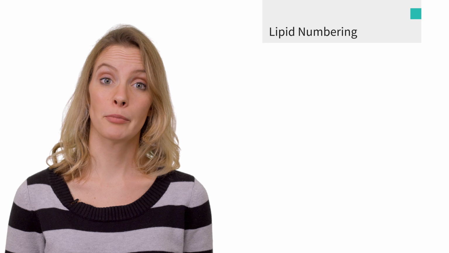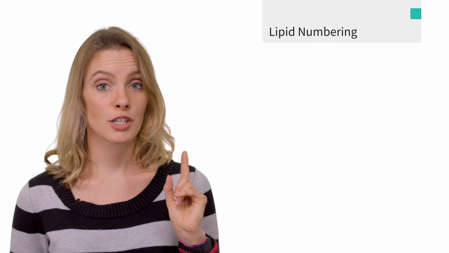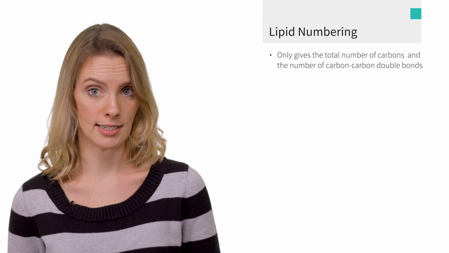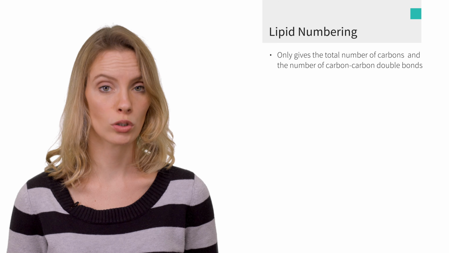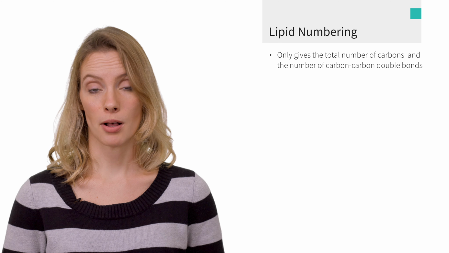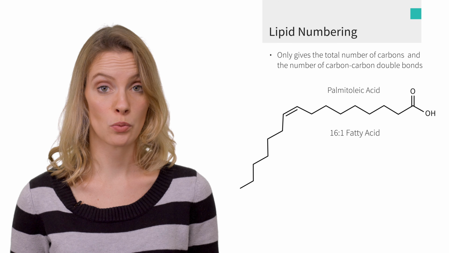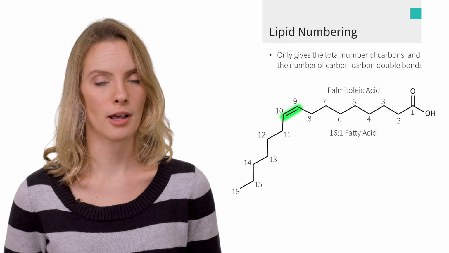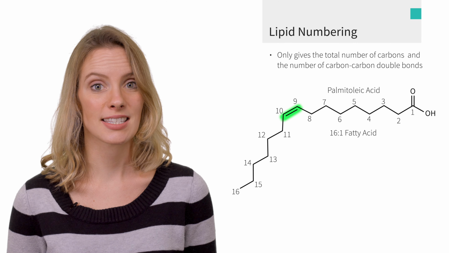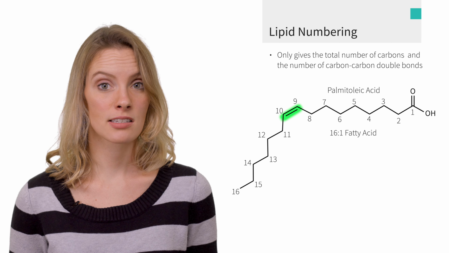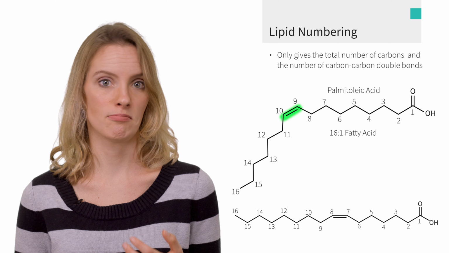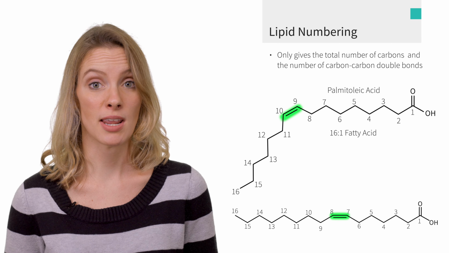Another system, lipid numbering, is limited to giving only two key pieces of information: the total number of carbons in a fatty acid, which is listed first, and the number of double bonds it contains, which is listed second, after a colon. Under this system, palmitoleic acid is described as a 16:1 fatty acid because it contains 16 carbons and one double bond. The downside of this system is that it's ambiguous, since multiple unique fatty acids with the same number of carbons, but with a double bond at different positions, could have the same name.